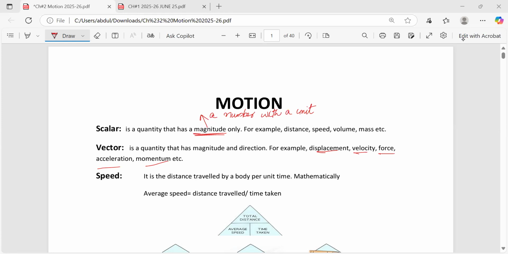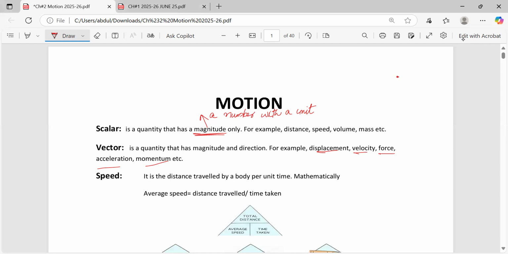What is a vector quantity? A quantity that has magnitude and direction. For example, displacement, velocity, force, acceleration, momentum. Very few quantities in our syllabus are vectors, and all the rest are scalars. Now, this is not enough to understand it. Wait a minute. I will start with one example that I always give.